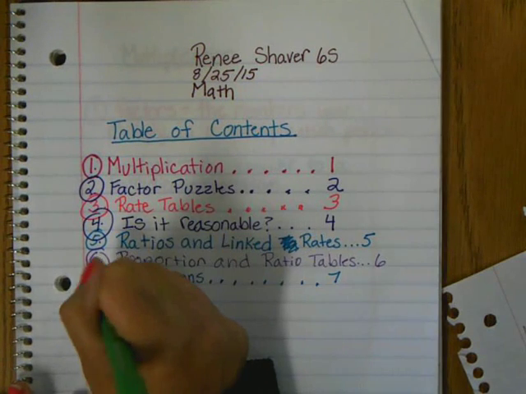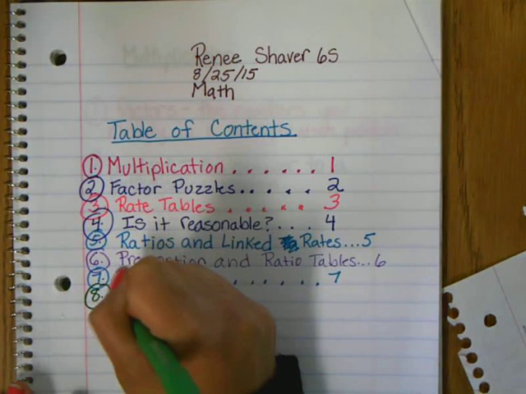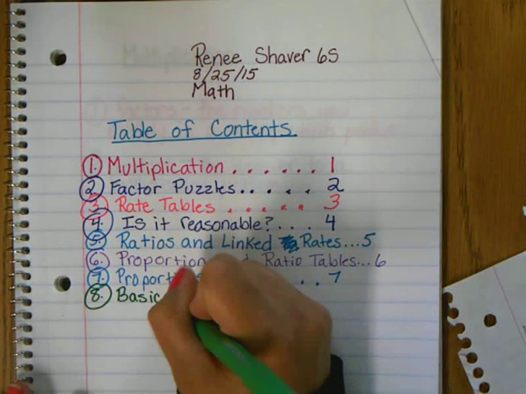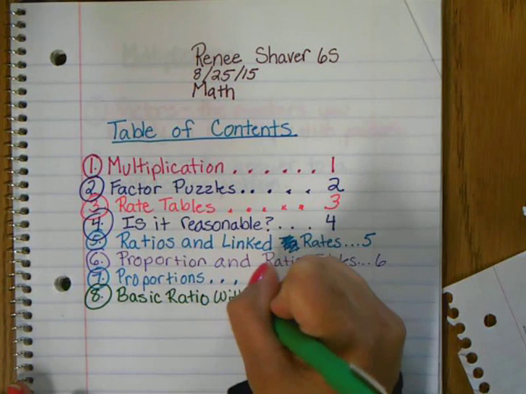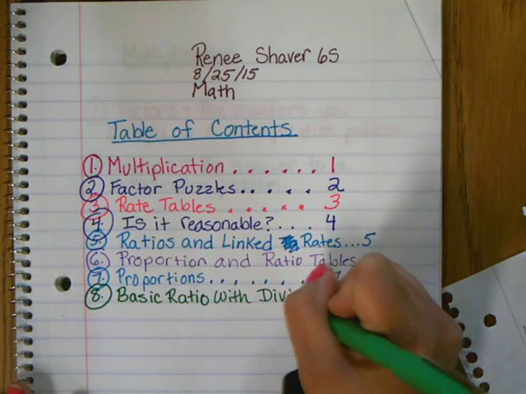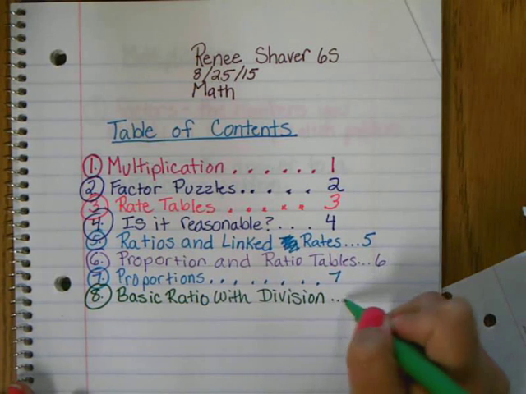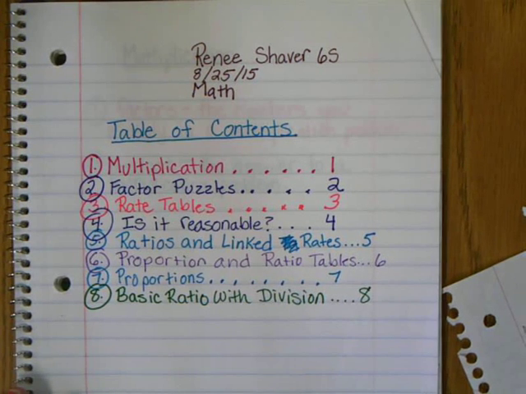Okay, so number 8 on your table of contents is basic ratio with division. Turn to that page and give it a title.